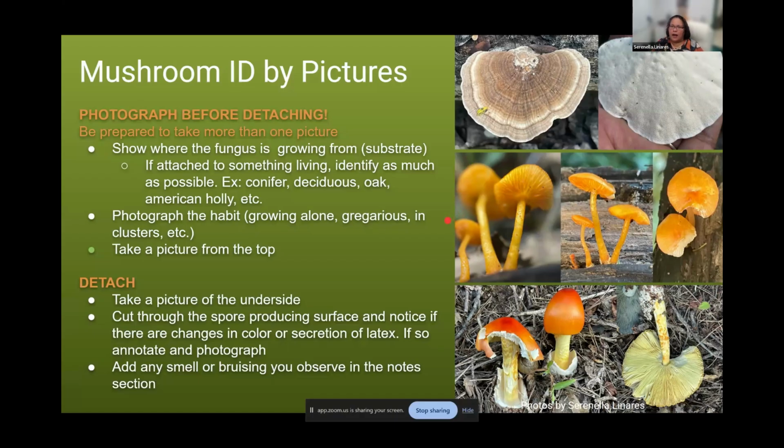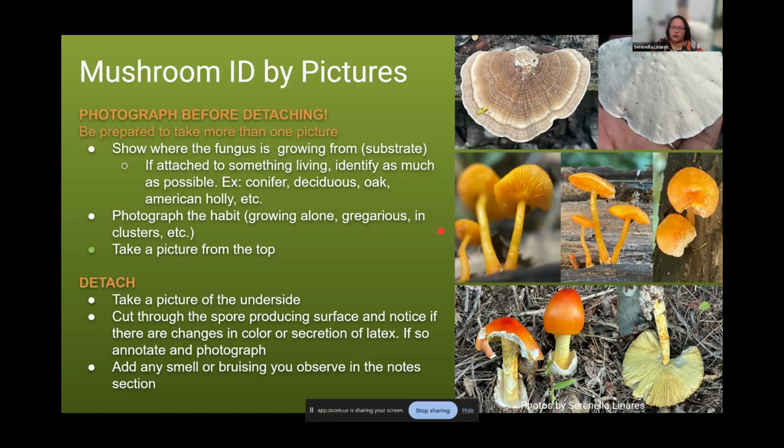Once you've captured the habit and the habitat, then go ahead and take the classic picture from the top. But that is not the end of all. When you finish taking the top, take a picture from the underside so we can take a look at that beautiful spore producing surface. There are many species in our area that can look very similar, and it's not until we look at the underside that we can tell them apart.